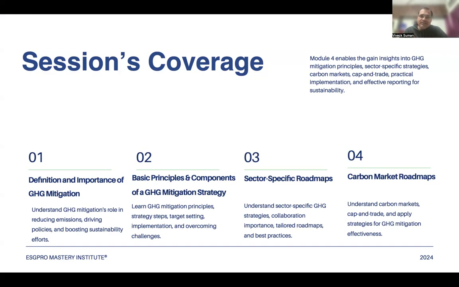And of course, tomorrow when we start module 5, we will be talking about carbon markets, the cap and trade model, practical implementation of carbon markets, and carbon offsetting. What are the different parameters there? That's how we will complete session 5 tomorrow, and then there will be session 6, which we are planning to do on Monday at 6 o'clock.